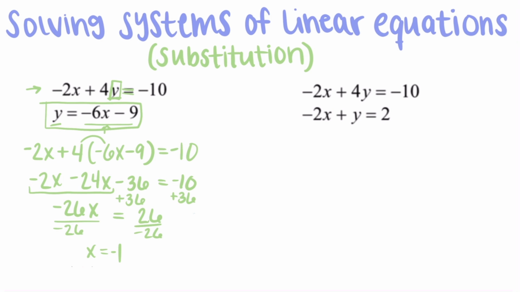Once you have one of the solutions, you can choose either one of those equations to plug back into to get your y. So we know y equals -6 times our x, which we just found out is -1, minus 9. -6 times -1 would get us a +6. Minus 9 is going to get us -3. So we end up with a solution of -1, -3.